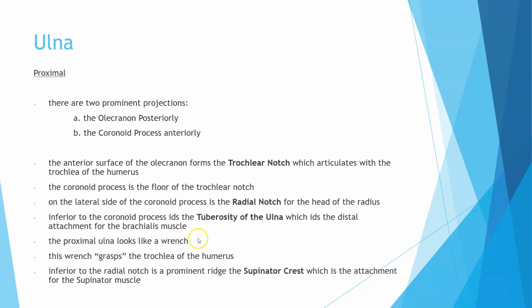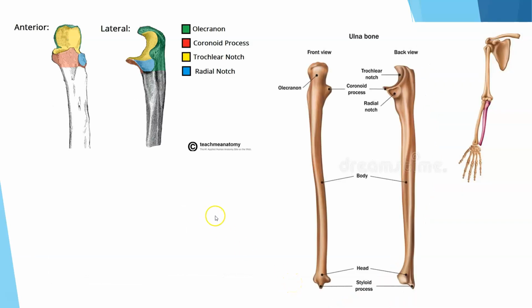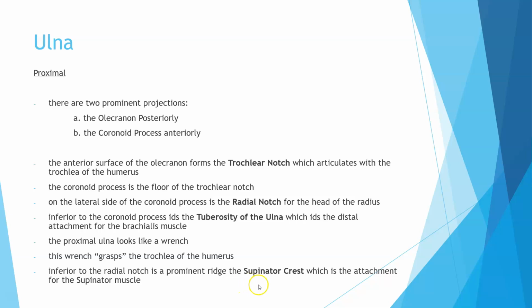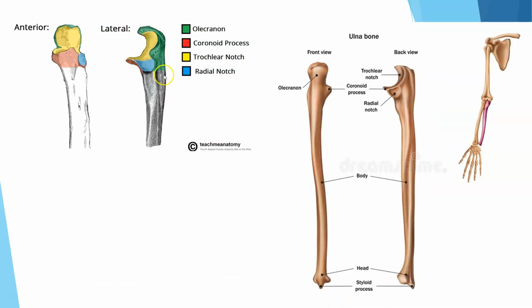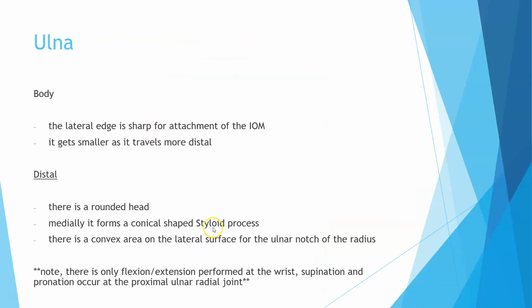As we said, the proximal ulna looks like a wrench, and with this configuration of a wrench with the trochlear notch, we can now say that this wrench grasps the trochlea of the humerus. Inferior to the radial notch is a prominent ridge. This is known as the supinator crest, which is the attachment point for a muscle that we learned last week, the supinator muscle. Inferior to the radial notch, which is here in blue, you can see a line right here, which is the attachment for supinator.